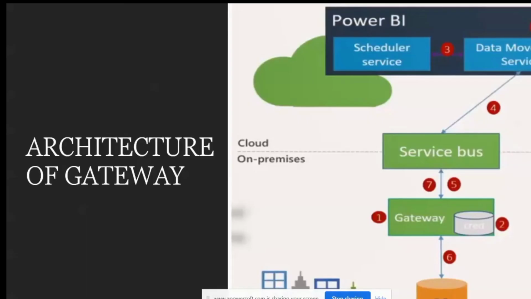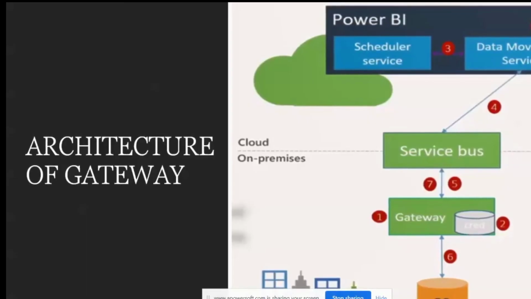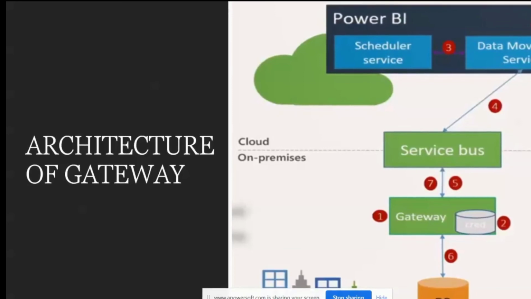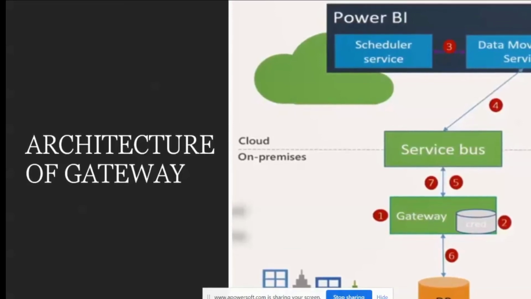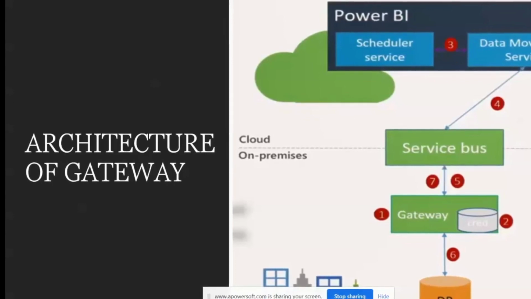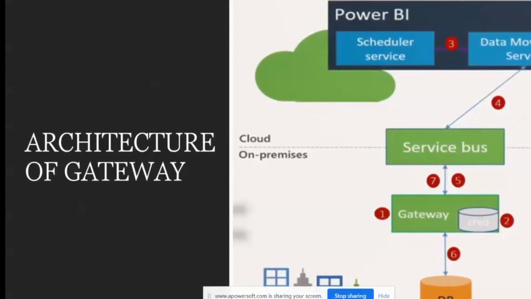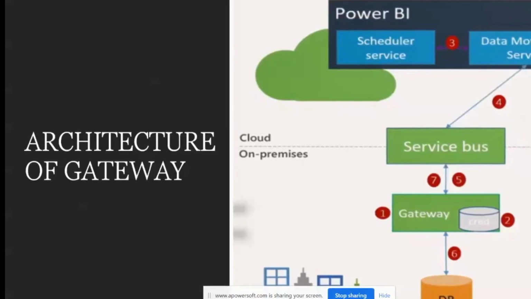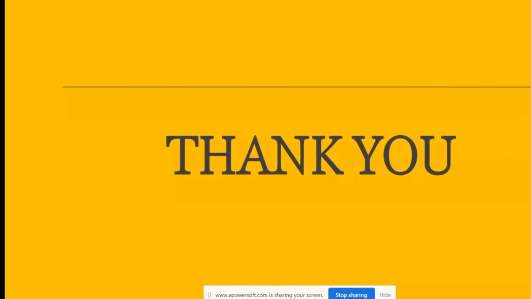So basically, this is the architecture of how it looks like. On premises, we have to connect the data with the help of the gateway and the service bus, whereas in case of the cloud, directly we are connecting with the data with the Power BI scheduler. So this is the basic difference between the two types of gateway available in Power BI. I hope everyone is clear.